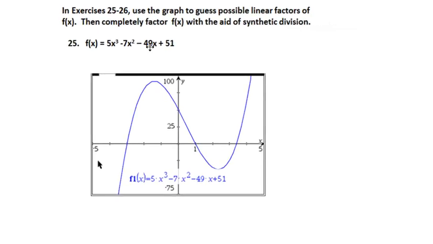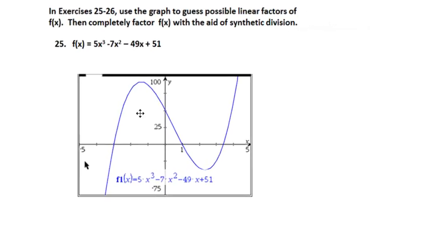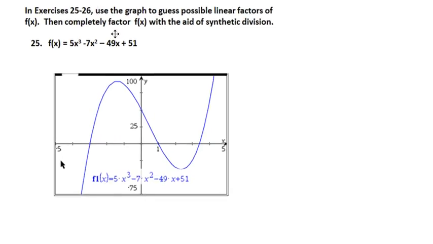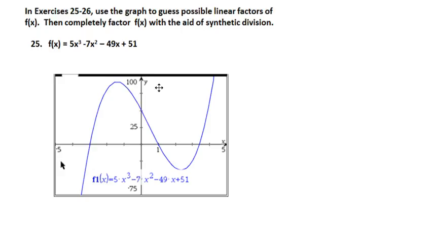So we'll get this original equation here plus a graph of that function. And so what we're looking for is the zeros of this function, and we're going to work backwards to find the factoring of this polynomial function here: 5x cubed minus 7x squared minus 49x plus 51. So the first thing we're going to do is locate the zeros.